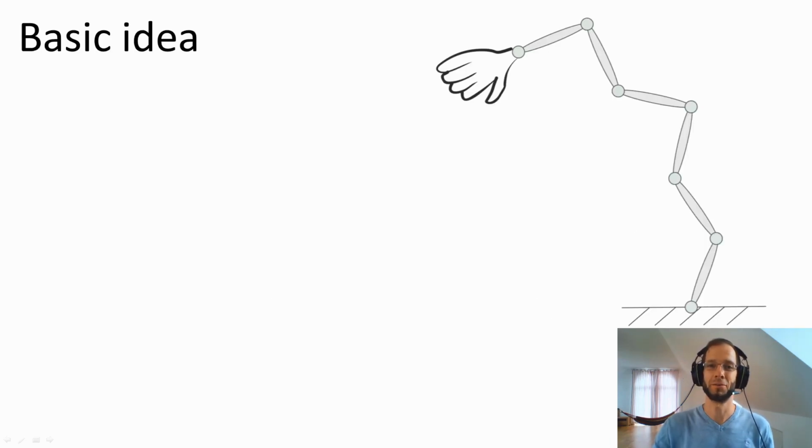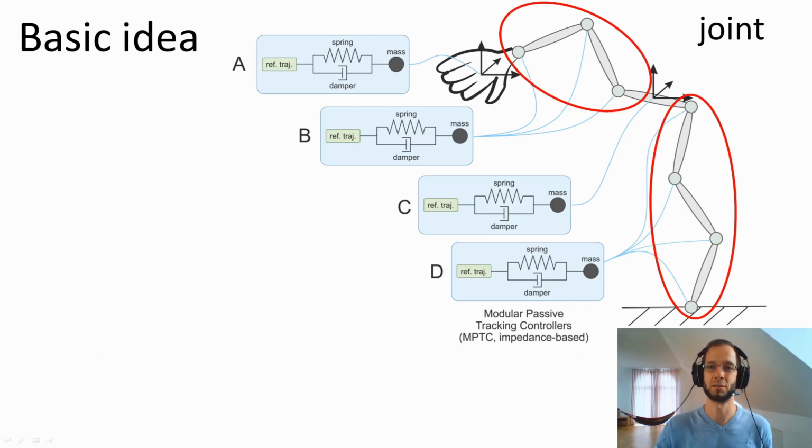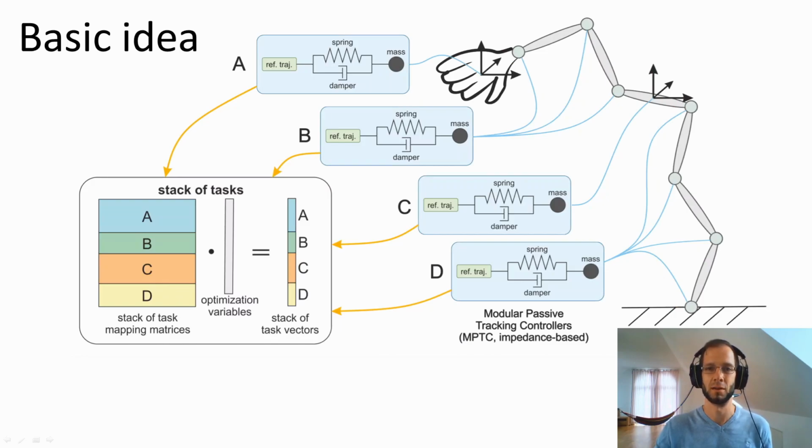Having an arbitrary robot at hand, may it be free-floating or fixed-base, the basic idea is to assign various impedance-based controller modules, the so-called Modular Passive Tracking Controllers, to different parts of the robot. The corresponding tasks may, for example, be formulated in Cartesian or joint space. Now the different control objectives are combined into a stack of tasks, which is basically a mapping from the optimization variables via the stack of task mapping matrices to the stack of task vectors.